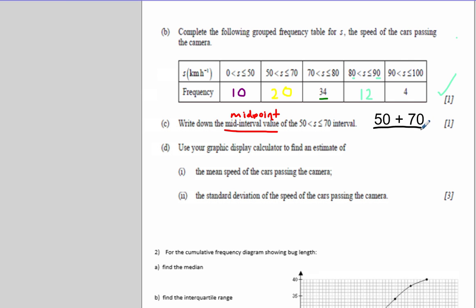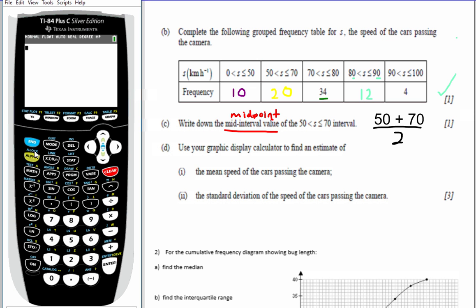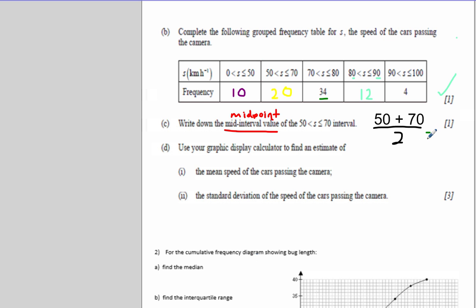If you're not sure, plug it in the calculator. Let's clear this. Alpha y equals, to make nice fractions, n/d. Nice fraction setup. 50 plus 70. You've probably already guessed that the answer is 60. So of course 60 is the midpoint of 50 and 70. But imagine the numbers weren't that easy. That's how you would get it. So the answer is 60. So that's called the mid-interval value of these two. So the mid-interval of this one is 60. That's the midpoint. And the answer's down here.